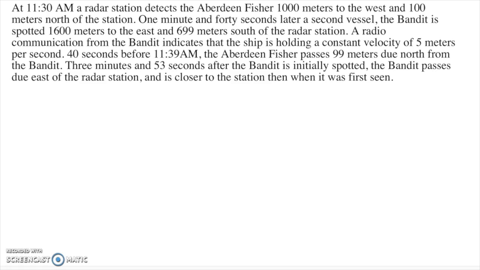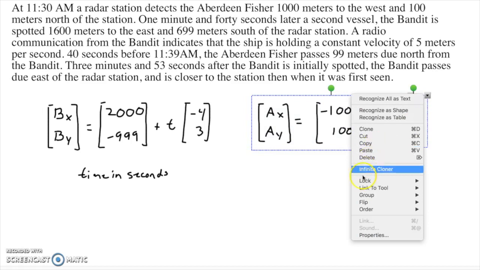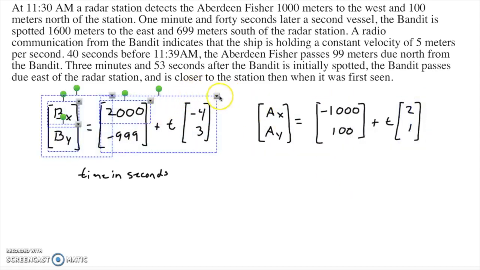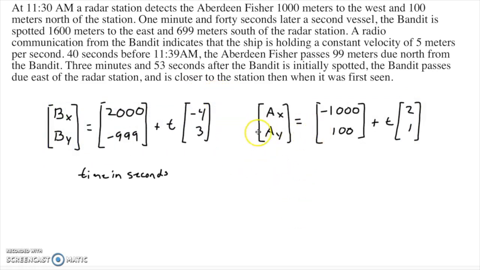So I strongly recommend that you either pause the video or go watch the video of me doing it, or maybe both, so that you get these equations, because it's a real good process to go through. But I'm going to here start with the equations for you, and we'll actually just jump right into the problem. So here are our 2 vector equations. This is the Aberdeen-Fisher, and I'll just group that together, and our Bandit. And these equations are what we're going to use to answer all the different questions about these 2 ships.